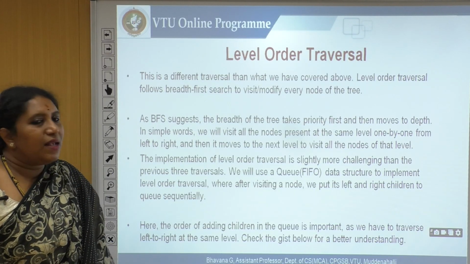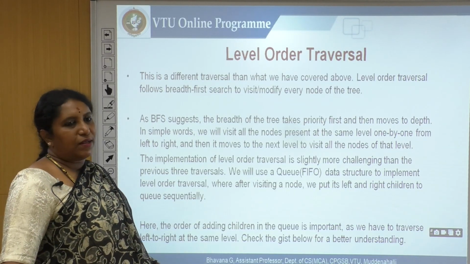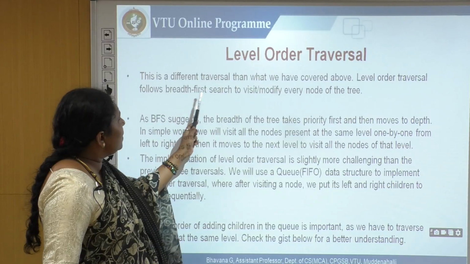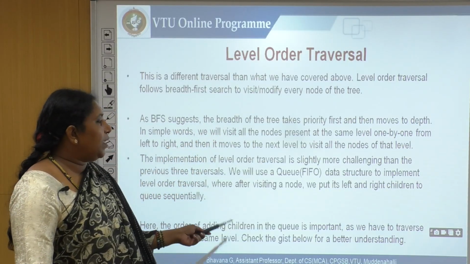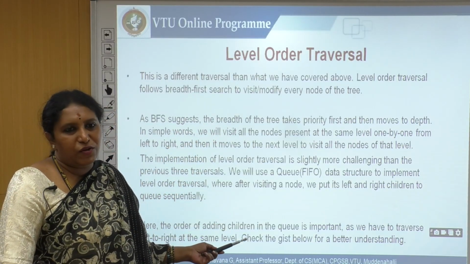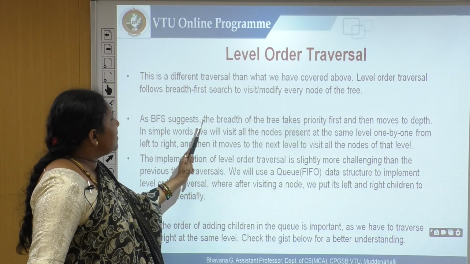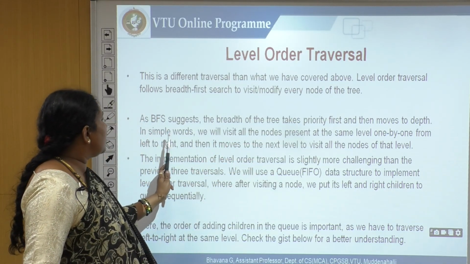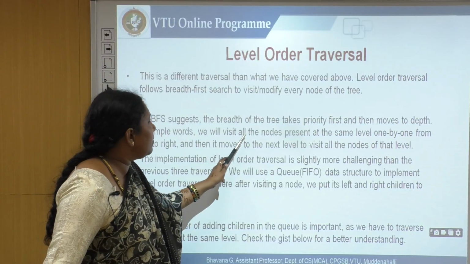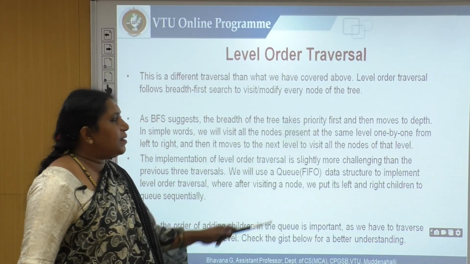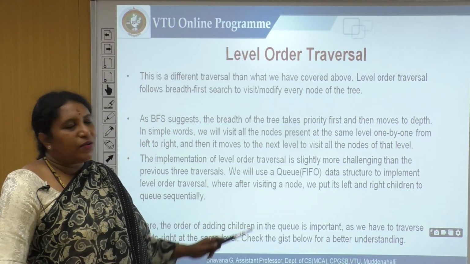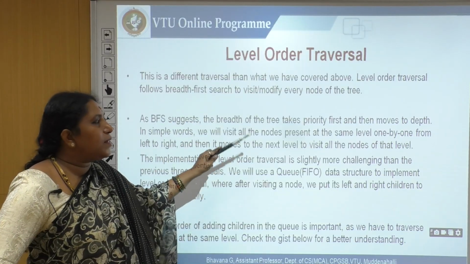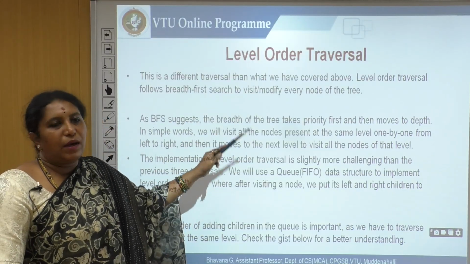Okay, the last one is level order traversal. Level order traversal is using breadth first. Usually it uses a queue, that is a FIFO operation. What is happening here? It suggests that the breadth of the tree takes priority first and then it moves deeper. In simple words, we will be visiting all the nodes present at the same level one by one. So you are going to visit all the nodes based on the level.